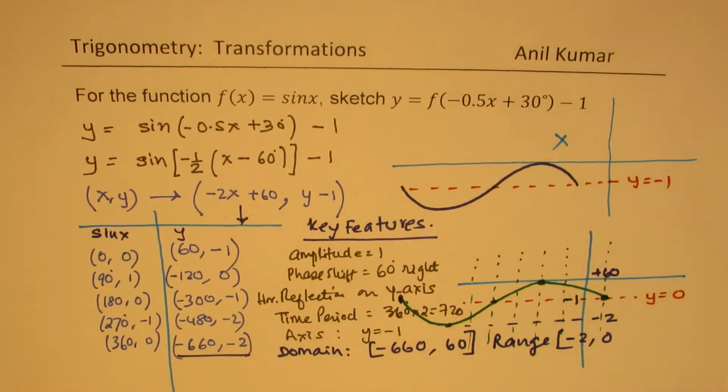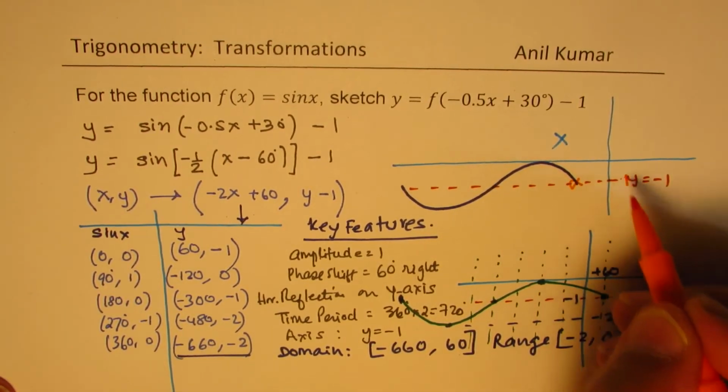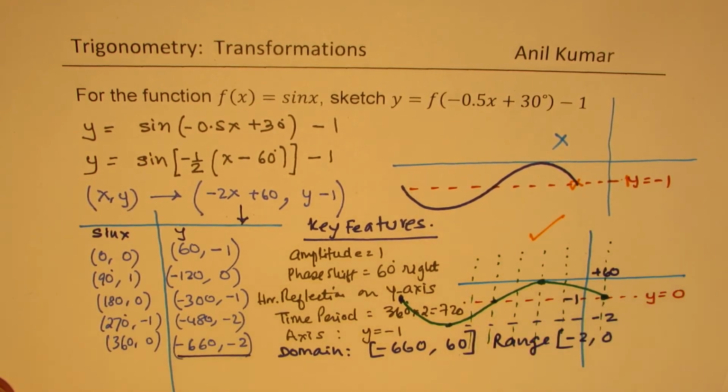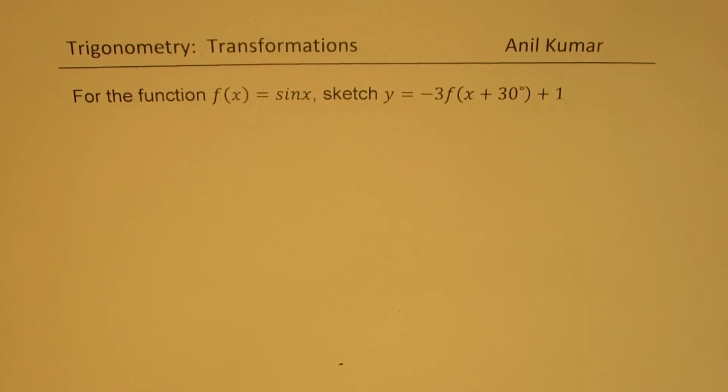So ignore the first wrong sketch. I started at the wrong point. This was actually +60. So that is the correct one. Is it okay? Now let's move on and take the next. So I hope you have understood all these steps involved in writing transformations, sketching the graph of trigonometric transform functions, and finding its domain and range.